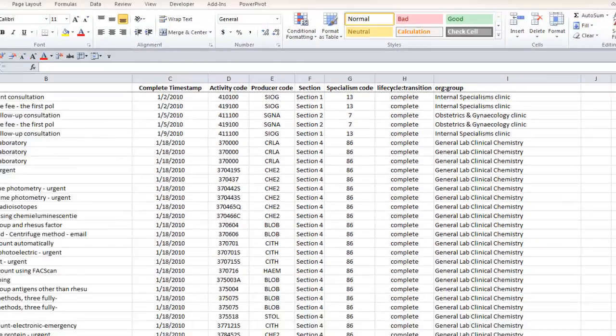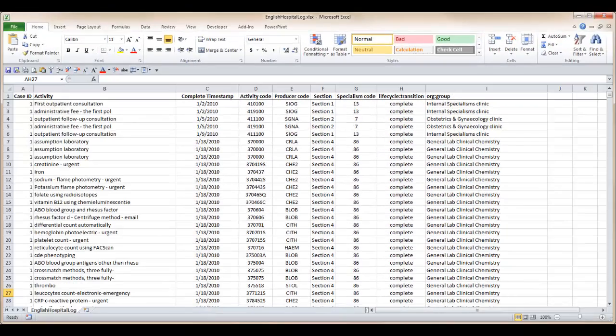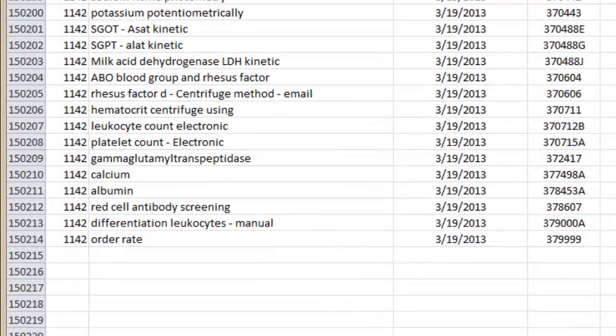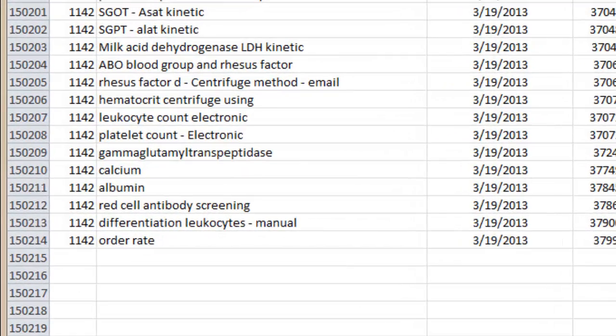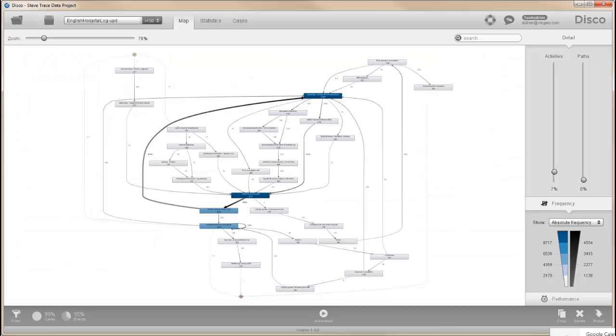In this example, we have data covering 1,142 gynecological patients over a 3-year period. In that period, there were 150,000 events of about 700 different types. The process mining tool Disco imports this data and analyzes the patterns of activity for the 1,100 patients and deduces the process patterns being followed.